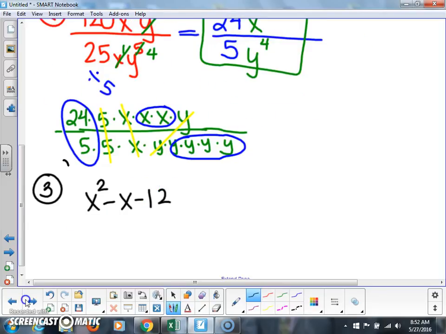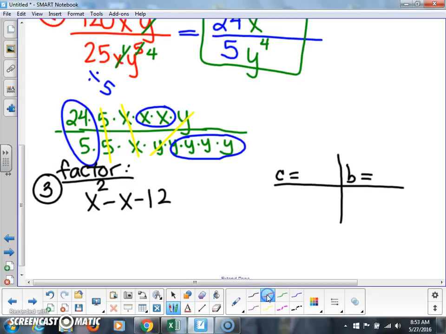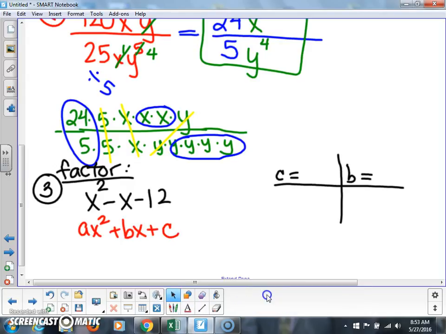Okay, we have moved from simplifying, and now we're going to factor. How do you factor, class? A CB table. Okay, you're going to do your CB table. Try to find the factors of C that add up to B. Remember, this is ax squared plus bx plus c. Okay, I'm going to give you guys 2 minutes.